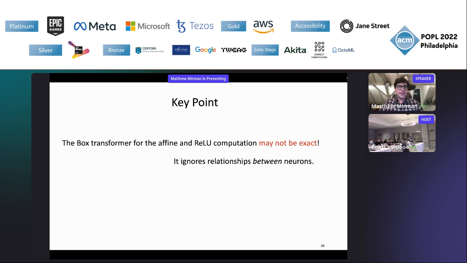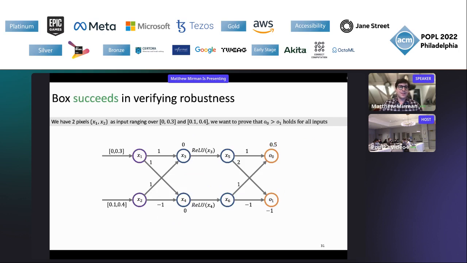So the key point is that the box transformer for affine and ReLU computation may not be exact. It ignores the relationships between the neurons. Nonetheless, it may be enough to verify properties of interest. So we're going to see in detail, looking experimentally, if it's enough to verify properties of interest. First, though, let's see a case where Box does in fact succeed at verifying a property.